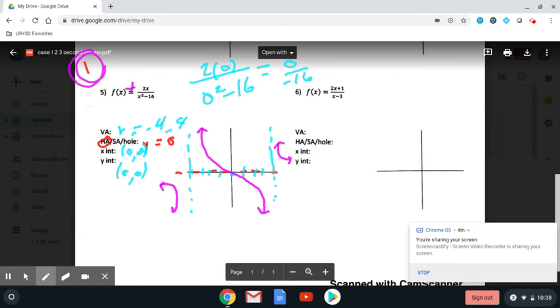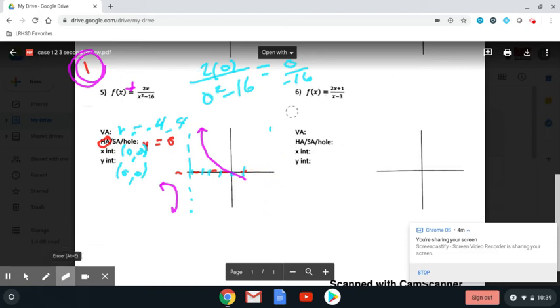Now, like I said, just because this is a case 1 and we have 2 vertical asymptotes doesn't mean all case 1s have 2 vertical asymptotes. Remember, some case 1s and case 2s could have either 1 or 2 vertical asymptotes. We'll see on the next example what to do when you only have 1 vertical asymptote. Okay, so that was case 1.